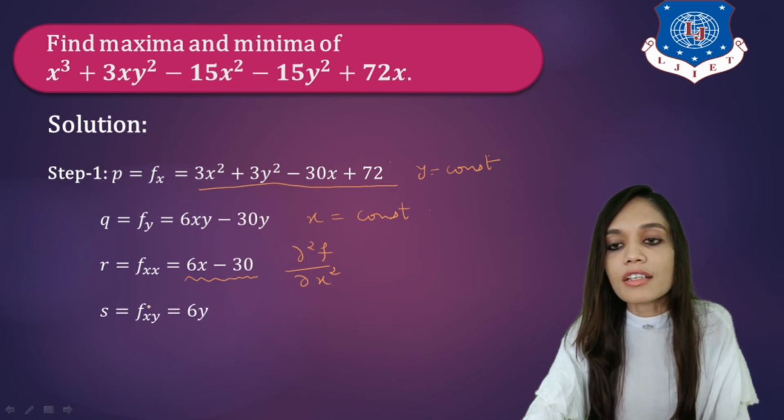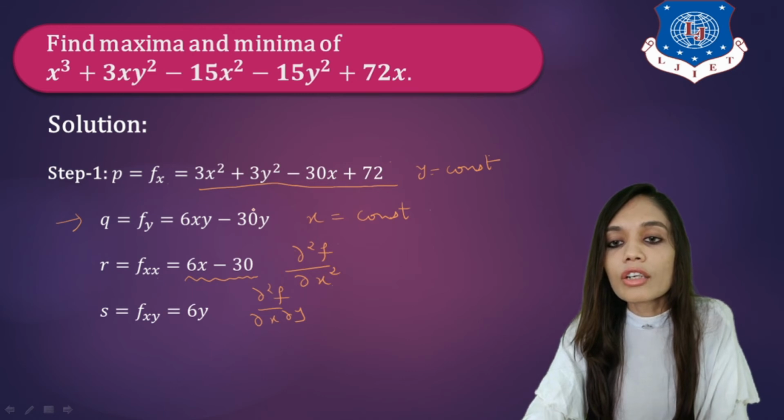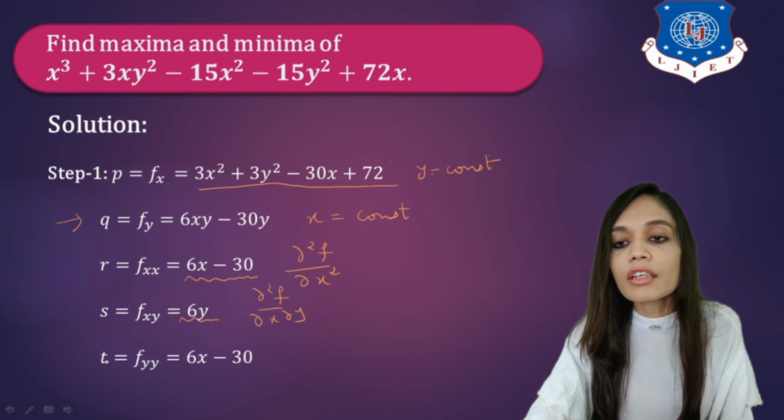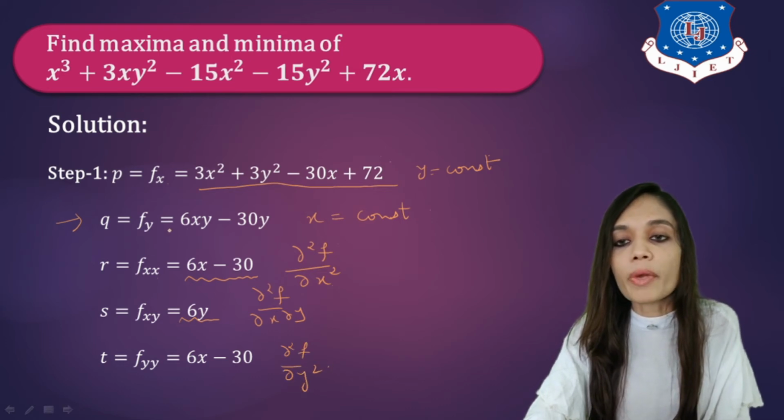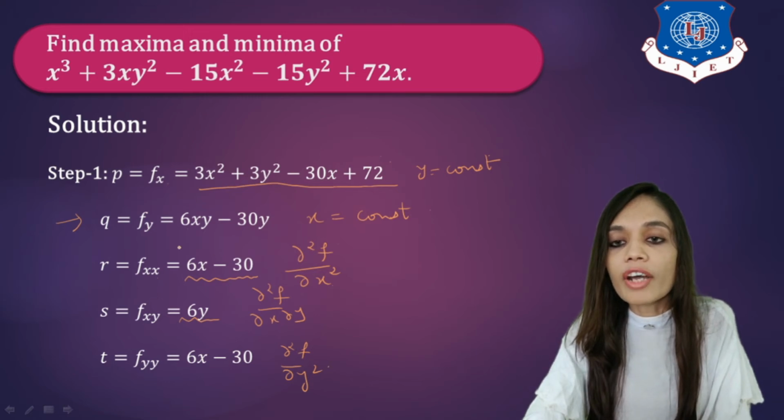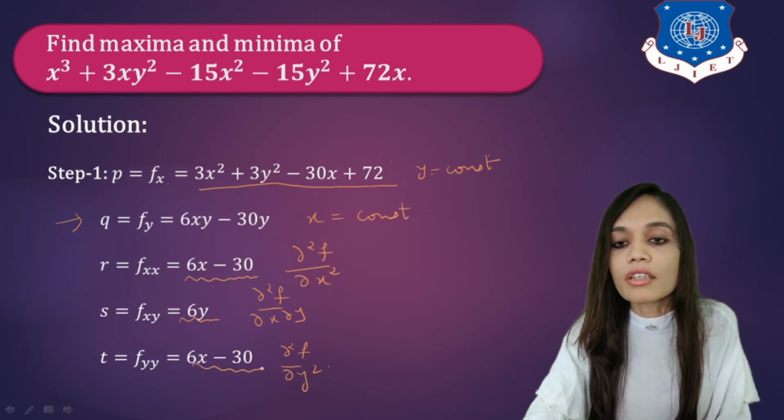Next let us find s, that is equal to fxy. That means del square f upon del x del y. So you have to take the answer of q and do the partial derivative with respect to x, keeping what constant? Y constant. So the answer will be 6y. Now lastly find t, that is equal to fyy, that is del square f upon del y square, 2 times derivative with respect to y. So the derivative answer will be 6x minus 30.